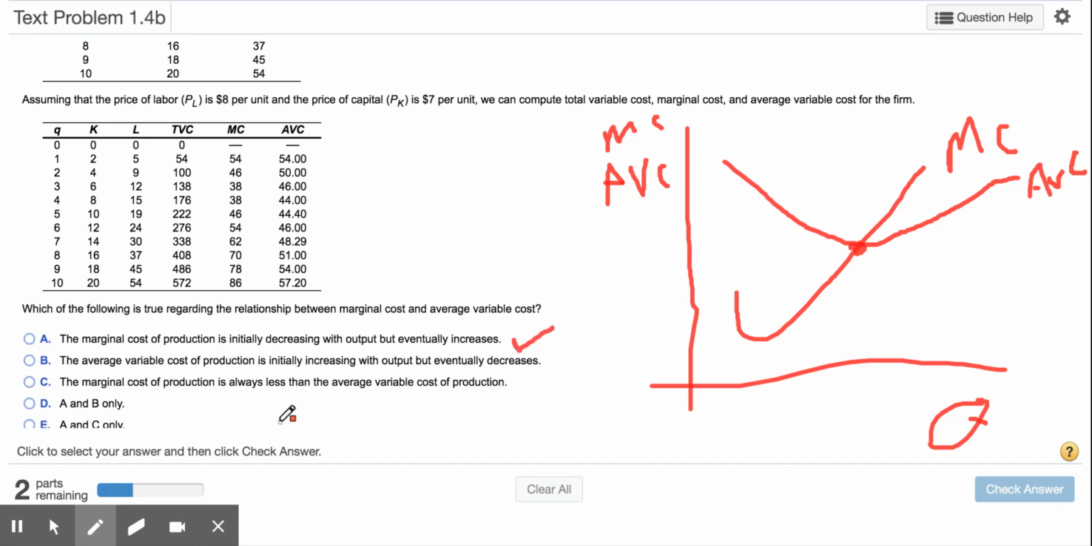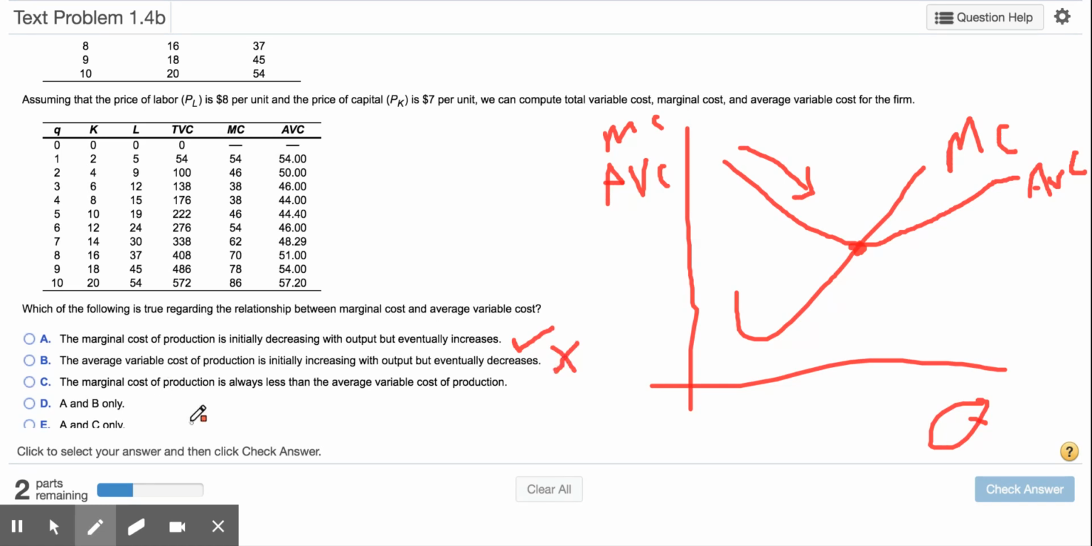B, the average variable cost of production is initially increasing. Now, it actually initially decreases. You see in here, and you can see it using the numbers. It decreases, and then it increases. It looks like it reaches the minimum right here. So B is wrong.